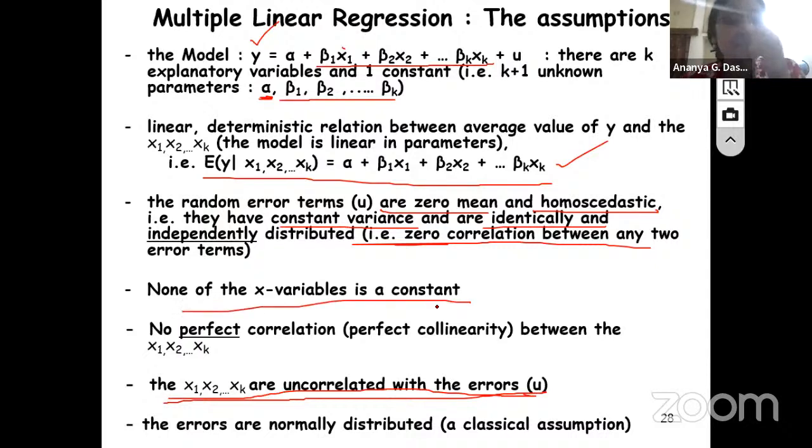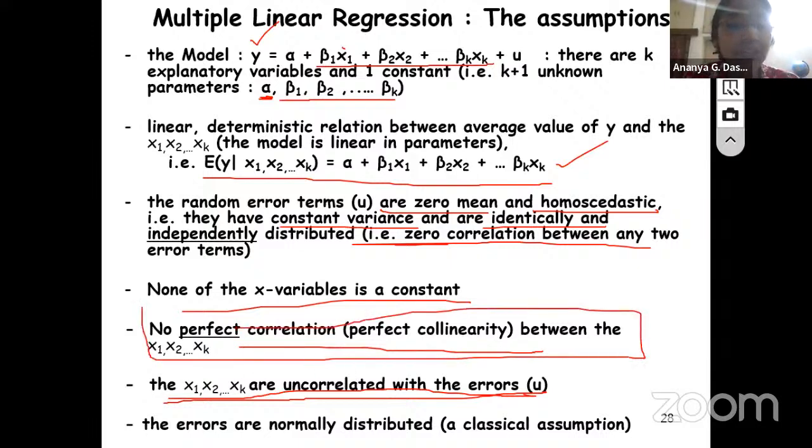Yes, there's a question. I'll just come to that. We say that there is no perfect correlation between the x's. This is a new assumption. And also, we say that the errors are normally distributed. Most of the assumptions are the old assumptions we saw in the two-variable model. The only new thing is really this one. We are now saying that there should not be any perfect correlation between the explanatory variables. That's a very important assumption which we now bring in.